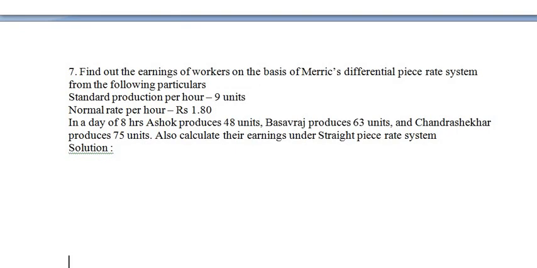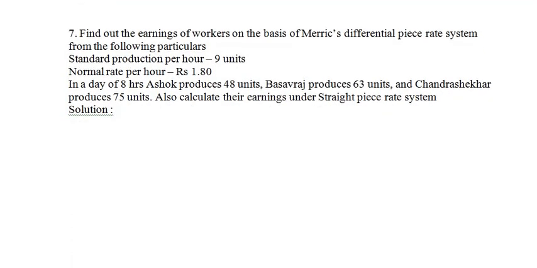Find out the earnings of workers on the basis of Merrick's differential piece rate system from the following particulars. Standard production per hour is 9 units. Normal rate per hour is rupees 1.80. In a day of 8 hours, Ashok produces 48 units, Basavaraj produces 63 units, and Chandrasekhar produces 75 units. Also calculate their earnings under straight piece rate system.